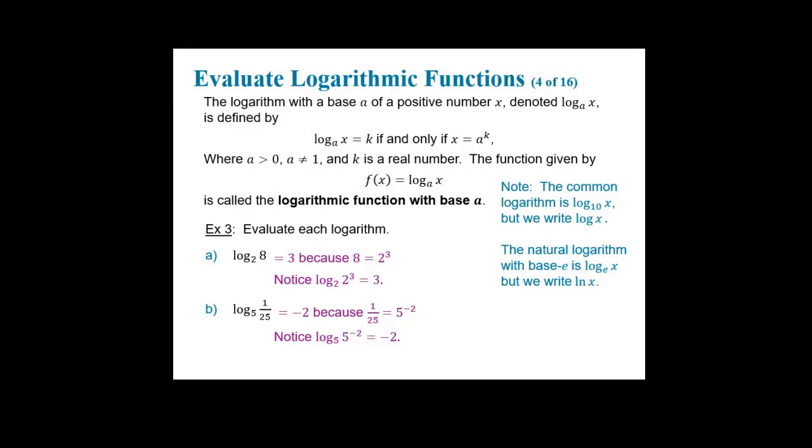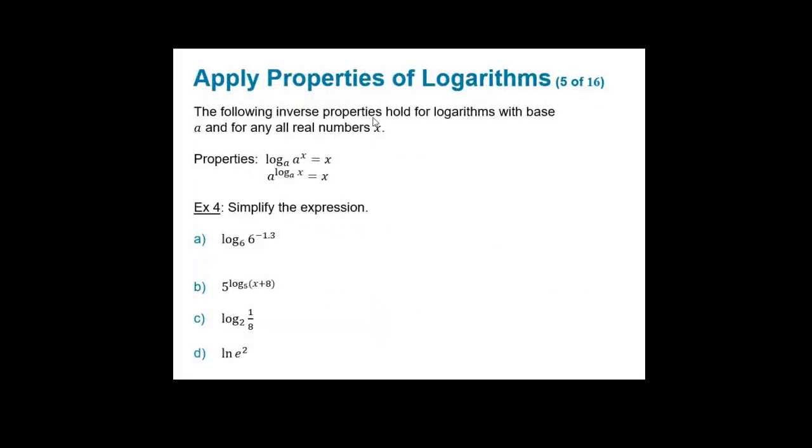So the reason why I wanted you to see these two examples written in this way is because now we're going to learn a couple of properties of logarithms. So the following inverse properties hold for logarithms with base a and any real numbers x. So I have log base a of a to the x is equal to x. So I have the base of my log and the base of my exponent. These have to be the same number. If these are the same number, then the exponent is equal to the answer.